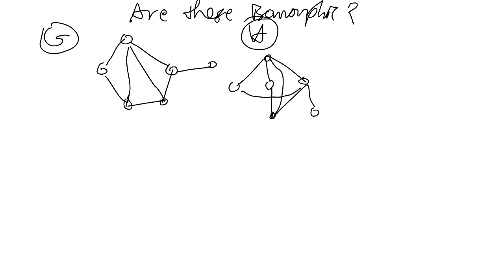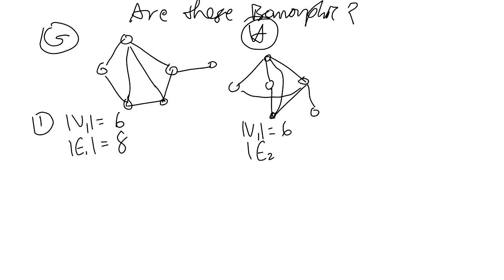Okay, so I want to find out whether or not these graphs are isomorphic. Count vertices and edges. So looking at the graph on the left, it has 2, 4, 6 vertices. Counting edges is trickier, but it has 3, 4, 5, 6, 7, 8. Looking at the graph on the right, it has 6 vertices. And then if we count edges, these agree. Now we move to degree sequences.